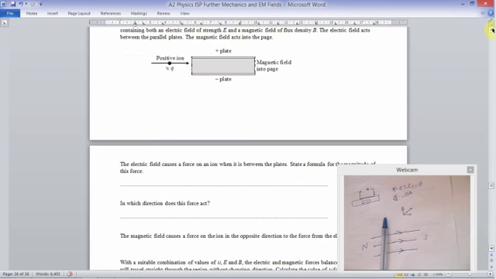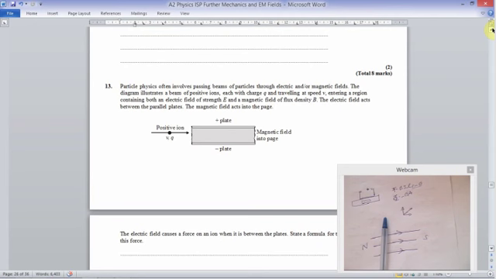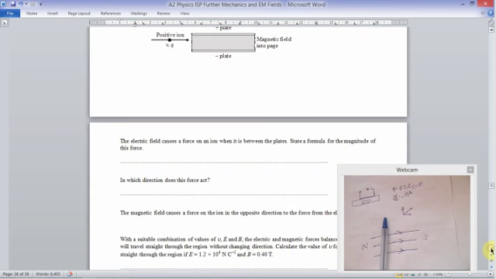You've got positive ions entering this, and a magnetic field that's acting into the page here as well. So we've got electric and magnetic fields in this situation, and they've defined all the letters they want you to use up here as well. So pause the video if you need to catch up.